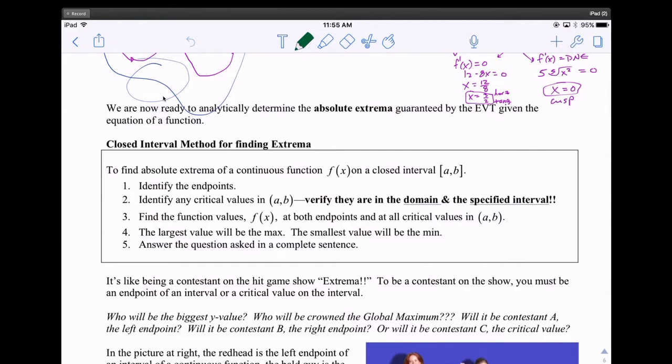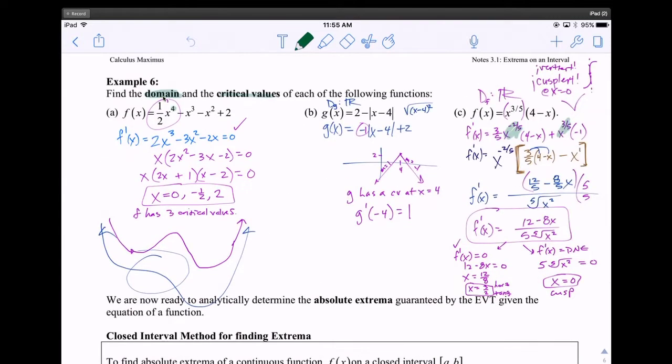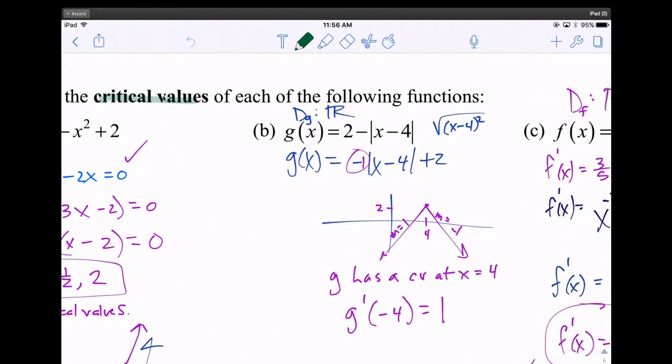We learned how to... relative or absolute? Absolute, good. And we decided that they could only occur at one of two places. Absolute extrema can only occur at what type of x values? Critical values, which are values in the domain where one of two things happen. Derivative is 0, horizontal tangent line, or the derivative doesn't exist, cusp or vertical tangent, right? Or an absolute extrema can occur at an x value that's known as an endpoint, good, of a closed interval.